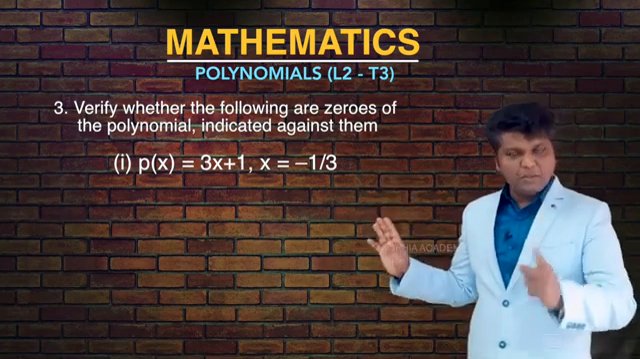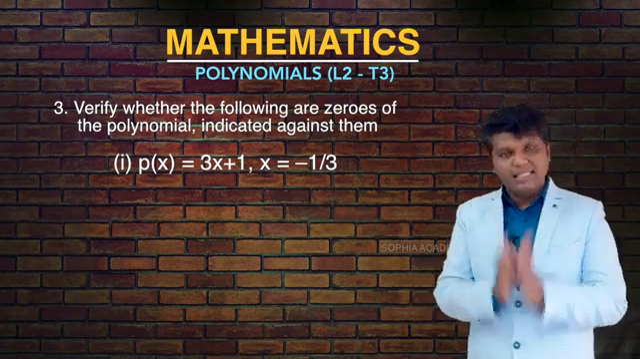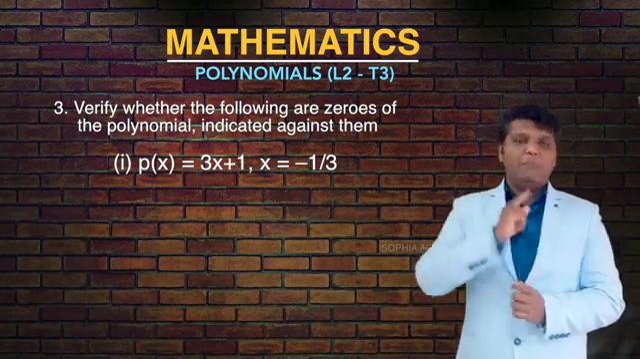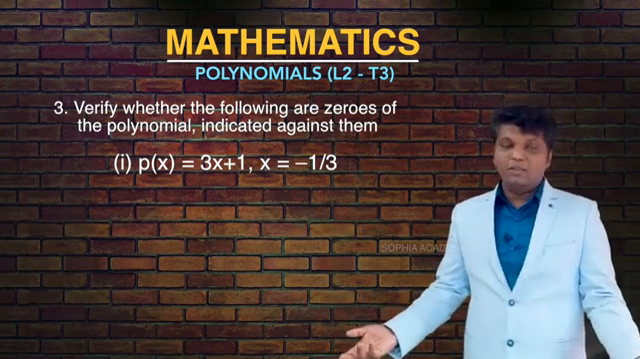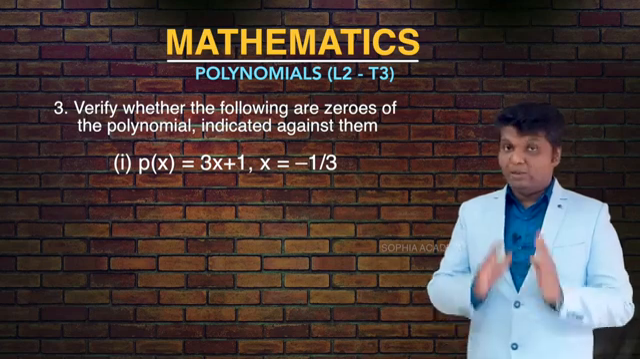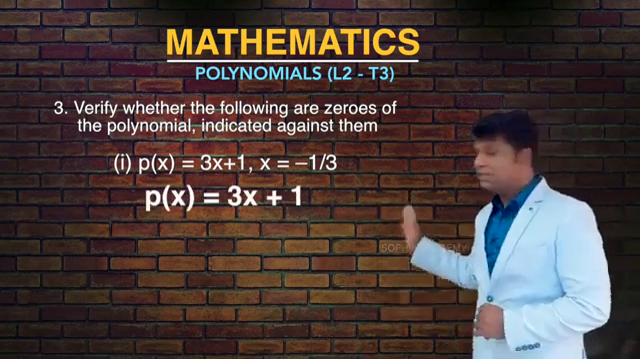And if P of minus 1 by 3 is 0, if the value of P of minus 1 by 3 after solving you got as 0, then we will say yes, minus 1 by 3 is the 0 of the given polynomial. If it is not, then we will say no, this is not the 0 of the given polynomial. So that is the way. So let us write P of x. P of x is equal to 3x plus 1.